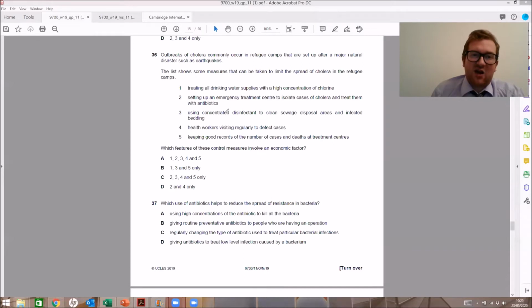Question 36. Outbreaks of cholera commonly occur in refugee camps that are set up after major natural disasters such as earthquakes. The list shows some measures that can be taken to limit the spread of cholera in the refugee camp. Which of these control measures involve an economic factor? Okay, so let's have a look through the ones and see.